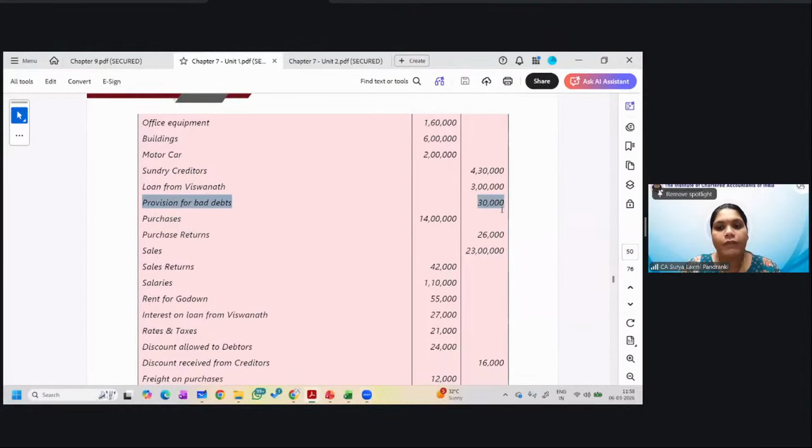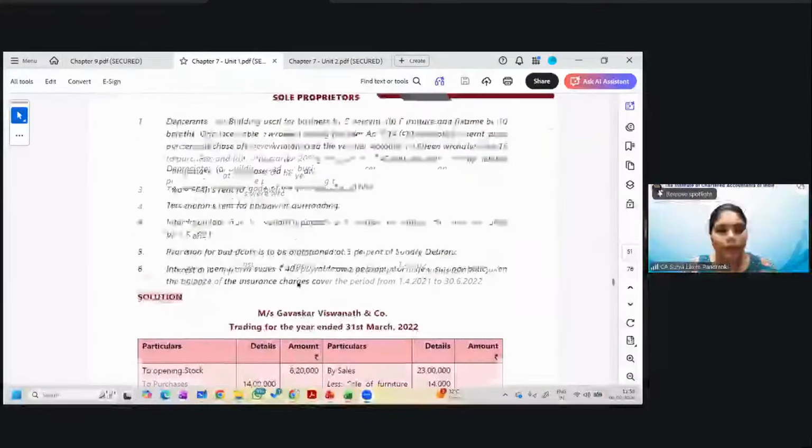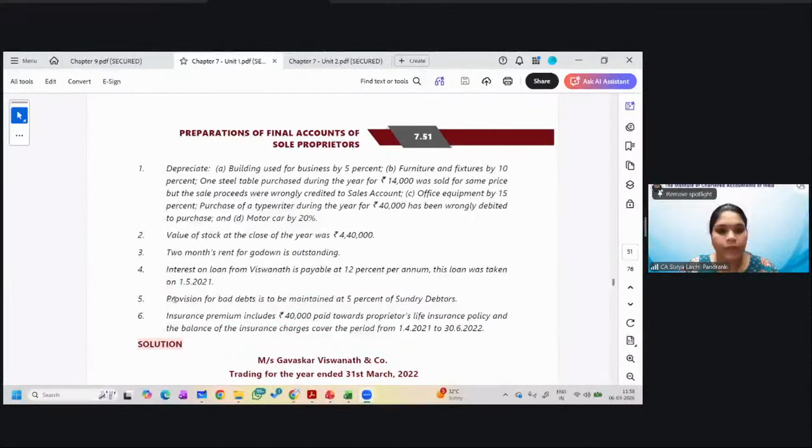So look at the value. How much is the provision given in the trial balance? Can you all see what I'm showing? How much is the value of provision for bad debts in the trial balance? 30,000. Everybody can see that? Okay, good. This is one thing. Now I'll show you one more thing. What is this? They told provision for bad debts has to be maintained at 5% of sundry debtors. Okay. So this will be your closing balance.